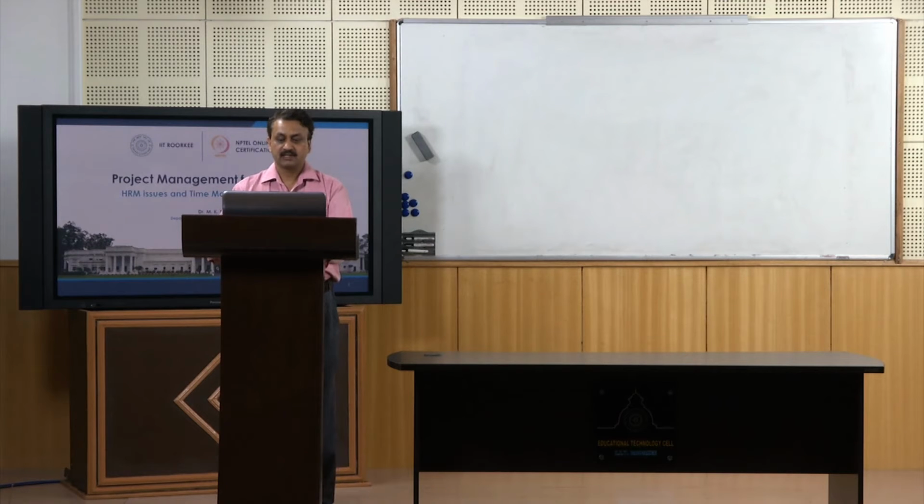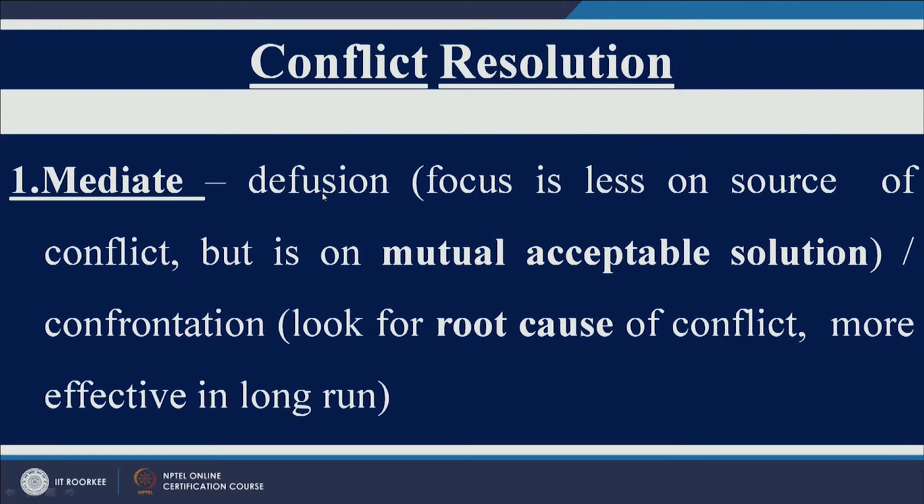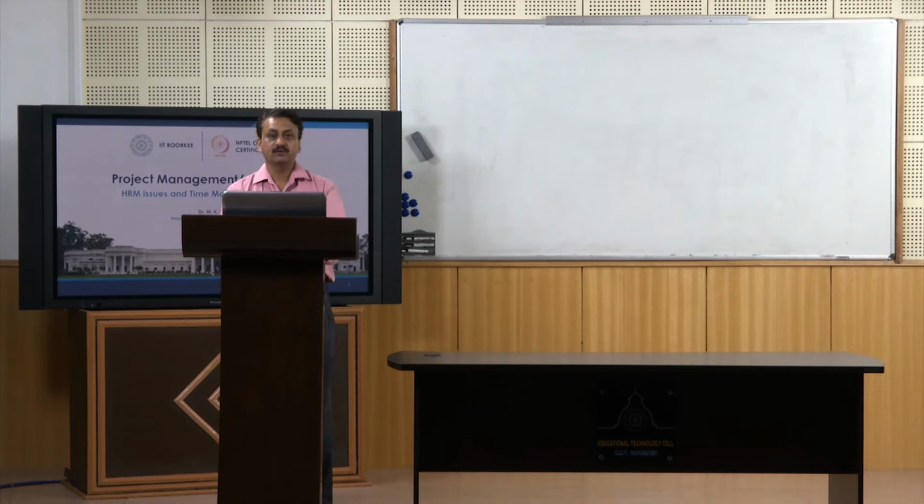So there are two points in this method, diffusion or confrontation, right. When you say diffusion, the focus is less on the source of conflict and more on a mutually acceptable solution. So if there is a conflict between two team members, try to go for mutual agreement between the two persons, right. The focus is not on the reason for the conflict. You are just trying to calm down the situation through a mutually acceptable solution, right.